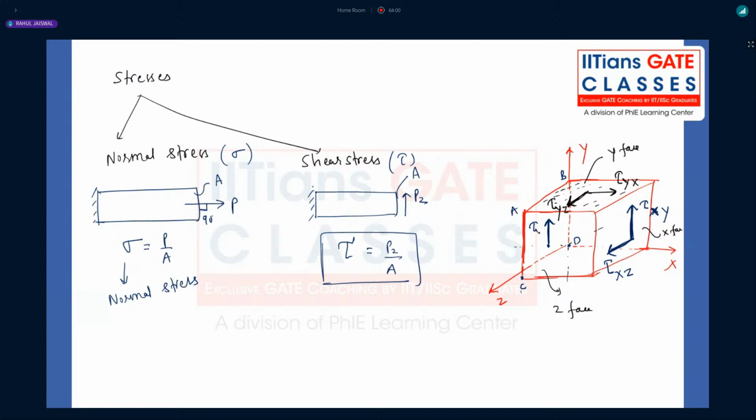This will be the x. In which particular direction is it acting? In the positive y direction. Now tell me whether this will be positive or negative. This will be minus tau xy. Getting my point? Are all of you getting my point?